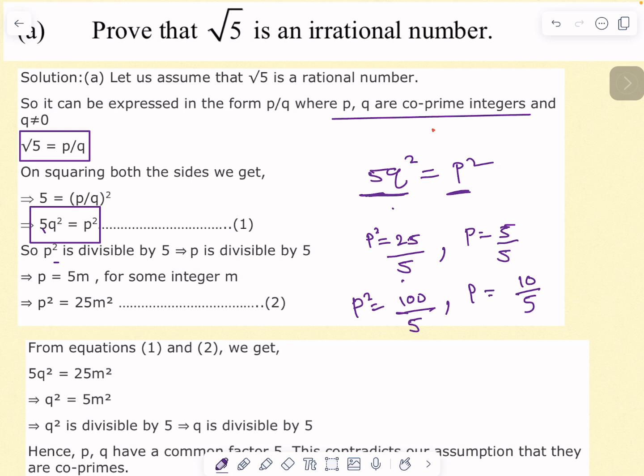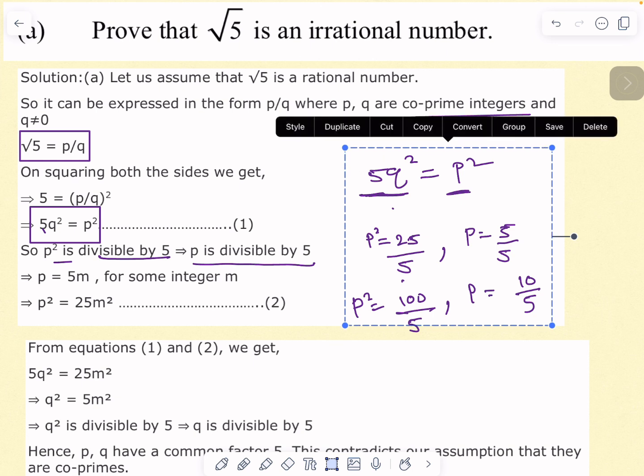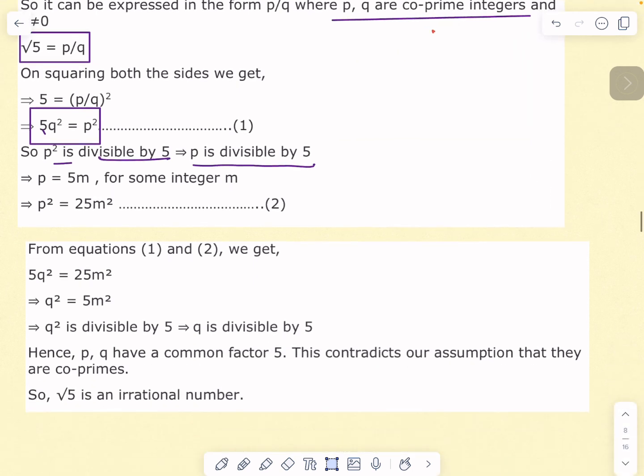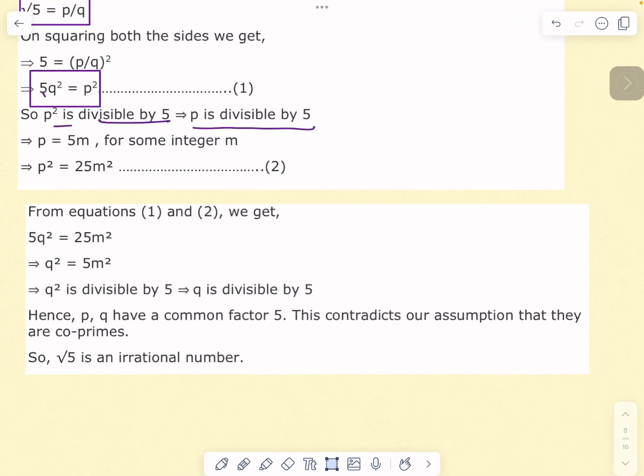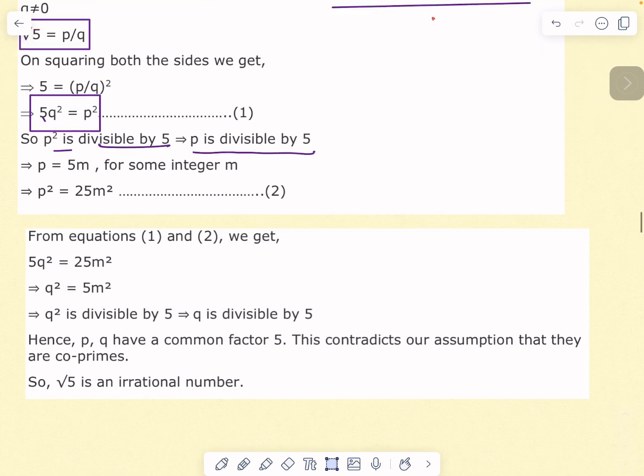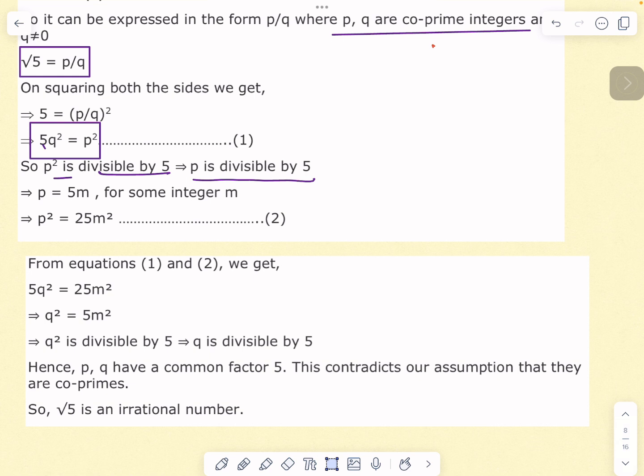Similarly, if p square is divisible by 5, we can write this as p is divisible by 5. Okay, so now from equation 1 and 2, we get 5q square equal to 25m square. So now you see this p we assumed as p equal to 5m, where m is an integer.